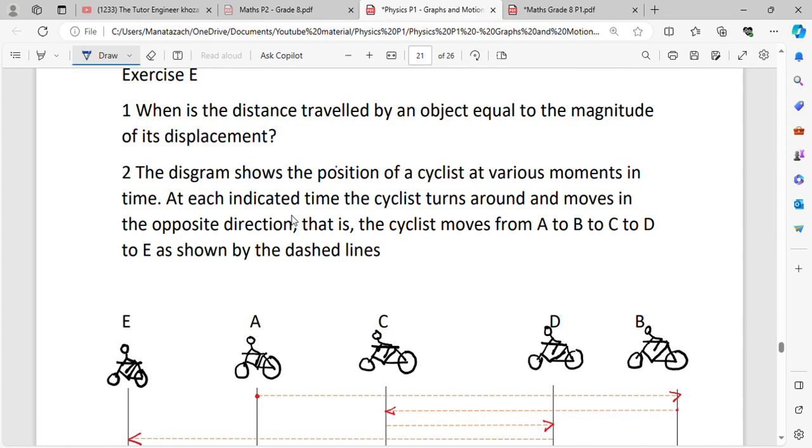Today we are continuing with graphs and motion in one dimension. Let's start with today's lesson.